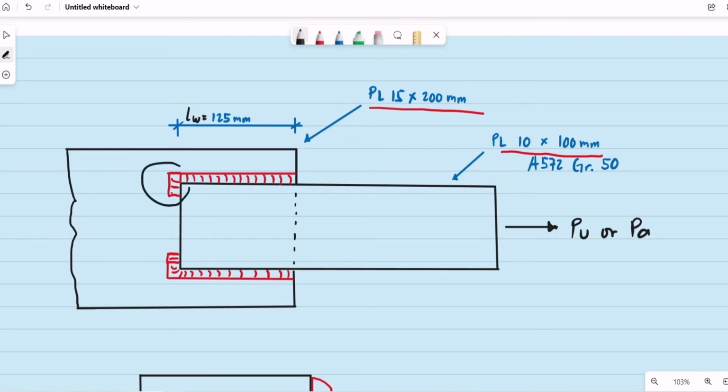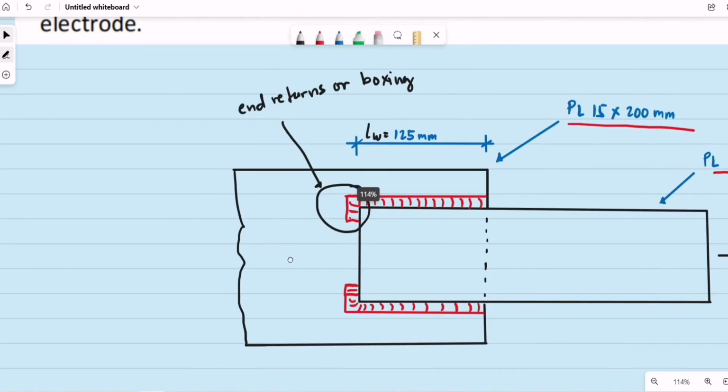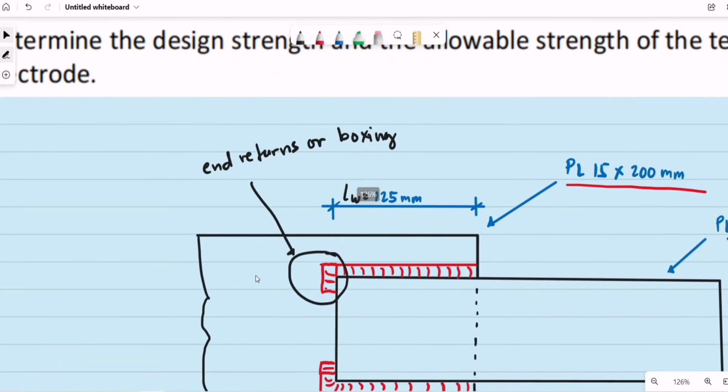This portion of the connection is also known as the end returns, or in some references, we call it boxing. So just the boxing at the end of the fillet welds. The purpose of end returns or boxing is just to provide better fatigue resistance.